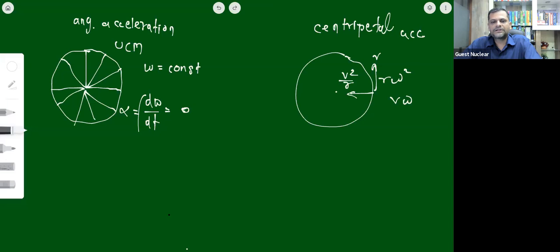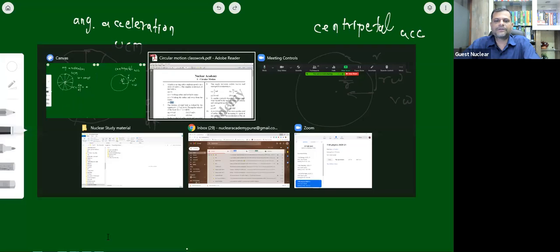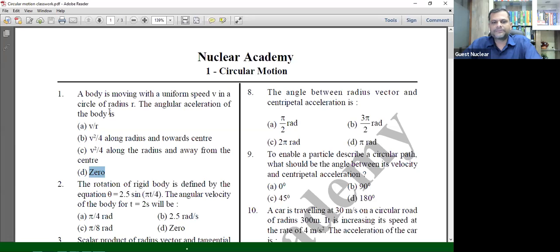और यहाँ पे क्वेश्चन के अंदर हमको एंगुलर एक्सेलरेशन के बारे में ही पूछा है. If we see carefully, in this MCQ they are talking about the angular acceleration and not the centripetal acceleration. Okay, तो याद रखो ठीक से.